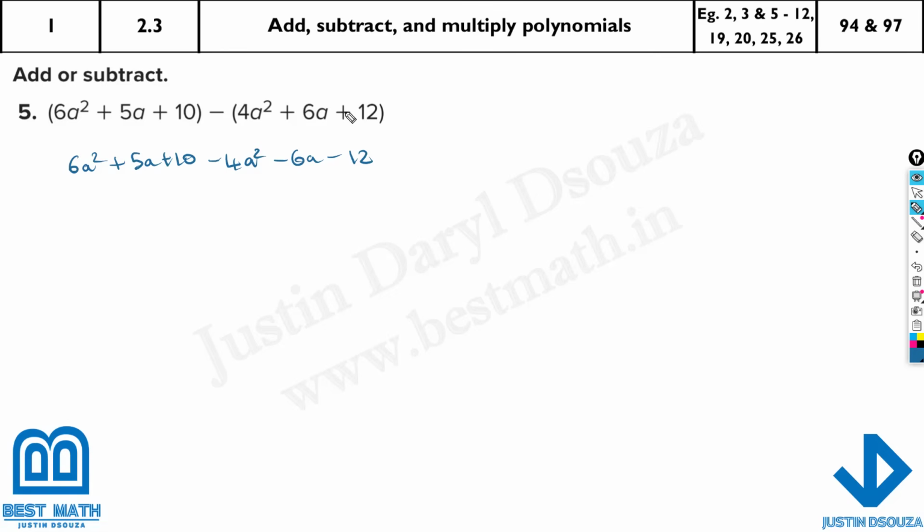If there was any minus here, if it was minus 12, then minus times minus would have been plus 12. Now the terms, I'm not going to do two steps. I'm not going to group the terms. I'm directly going to solve it. 6 minus 4. But in your exam, you do the grouping step. You should write 6a squared minus 4a squared, then plus 5a minus 6 and so on. I'm just going to solve it directly. It will be 2a squared, then minus a, and lastly minus 2. So that is the answer here.